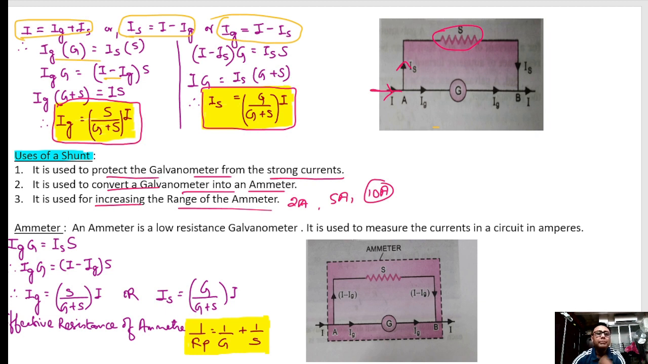Similarly, what is an ammeter? Please watch here. An ammeter is a low resistance galvanometer. Same thing, see, this is a low resistance. It is the same thing we are doing actually. This is the low resistance connected to the galvanometer. Same formulas. So what is the total resistance? This is the total resistance because they are in parallel. It is used to increase the current capacity of the galvanometer.